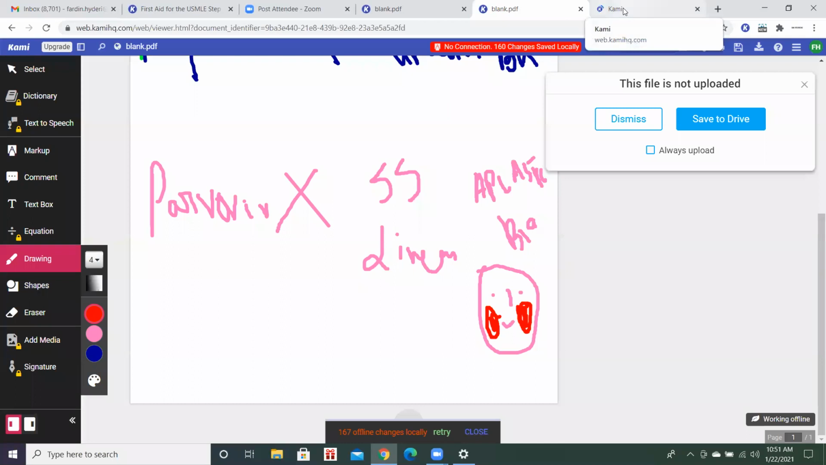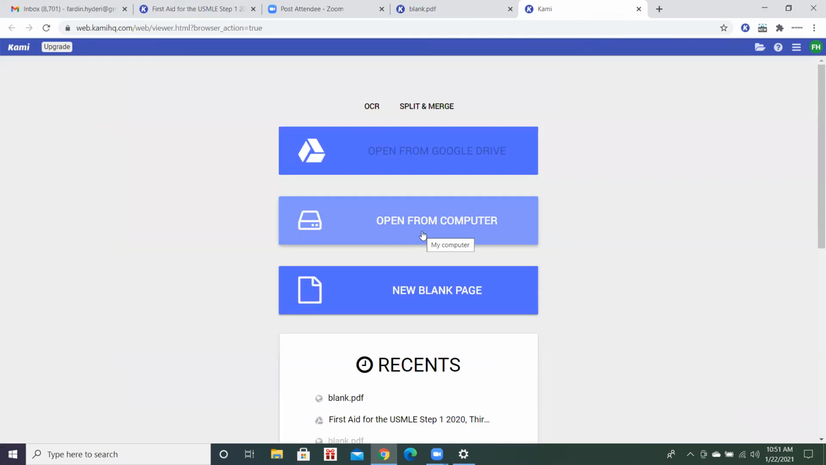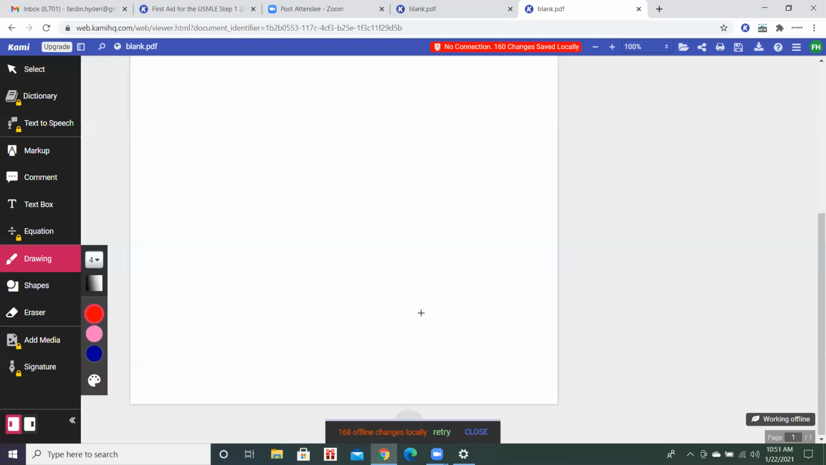Now, let's talk about herpes virus. Herpes virus, once again. Is it a DNA or an RNA virus? It's a DNA virus. Is it enveloped or not enveloped? It's enveloped. Is it double-stranded or single-stranded? Double-stranded. Is it linear or circular? Linear. Okay, so it's an enveloped double-stranded DNA virus, which is linear.